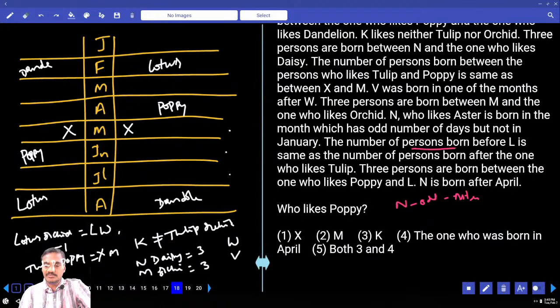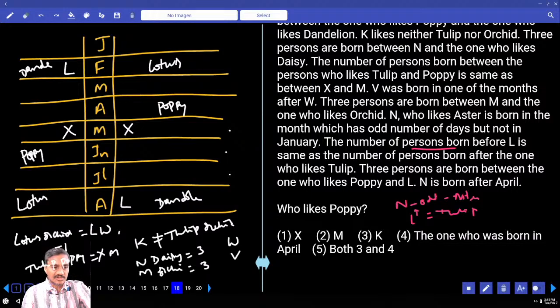Number of persons born before L is same as after the one who likes tulip. Now before L and after tulip, the number of persons must be the same. And next one, 3 persons are born between poppy and L. Hence L must be here. If L is here, then what is the next information?